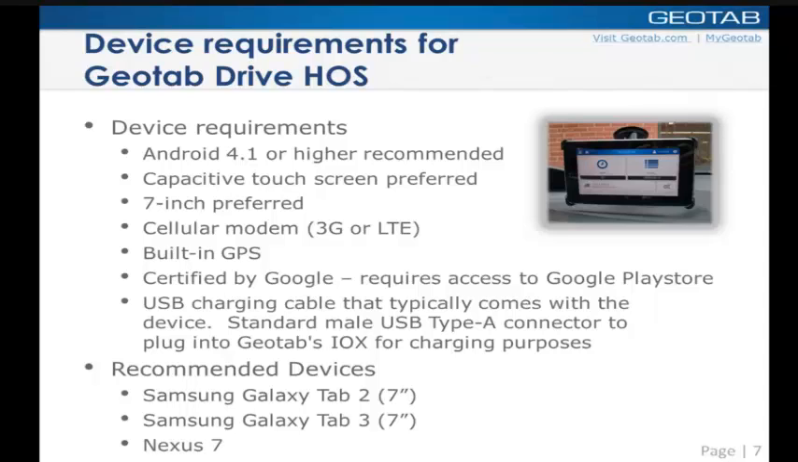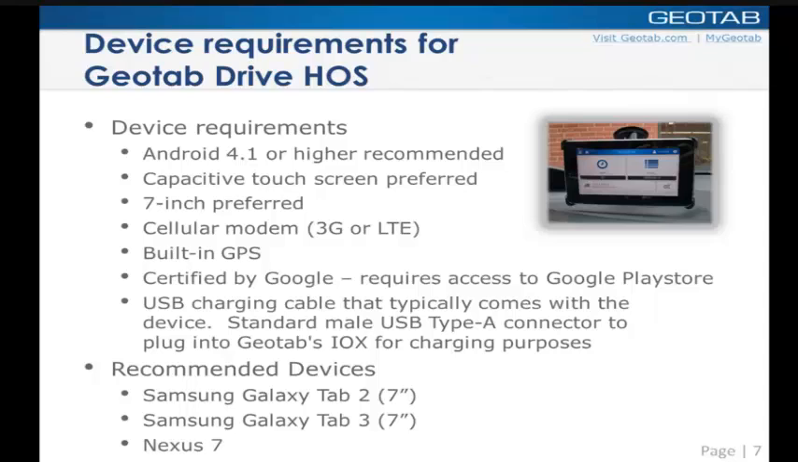The tablet has to have a built-in GPS. It's part of the application. It needs that. And it has to be certified by Google. You can find a $39 tablet out there, but it's not on the Google Play Store, so it will not get the auto updates. It must be certified by Google, okay? And then that USB charging cord that came in the box is the one that we're going to use. We're just going to take the wall plug end off of it and plug it into the USB connector.